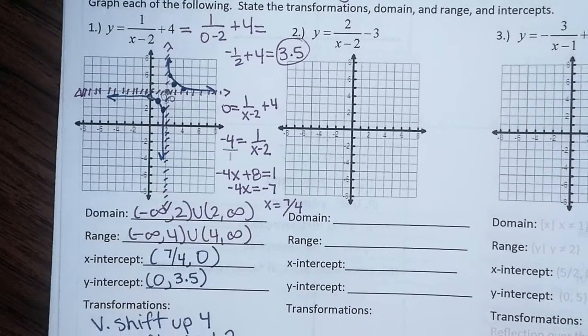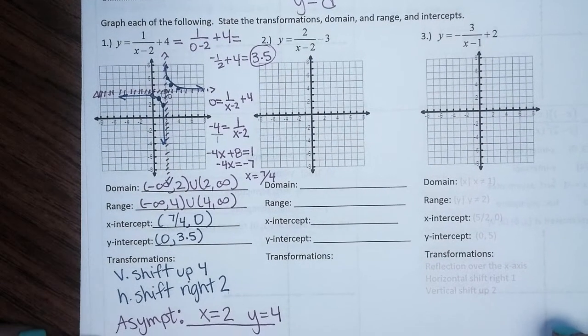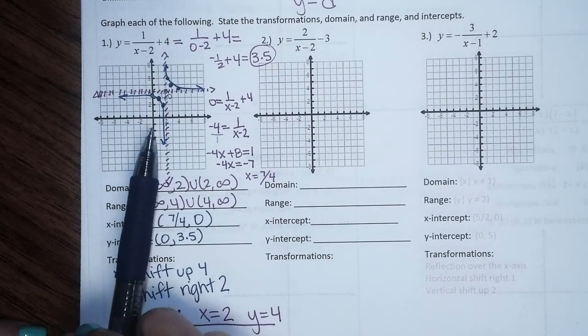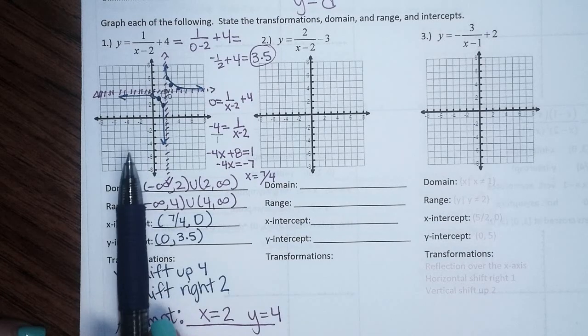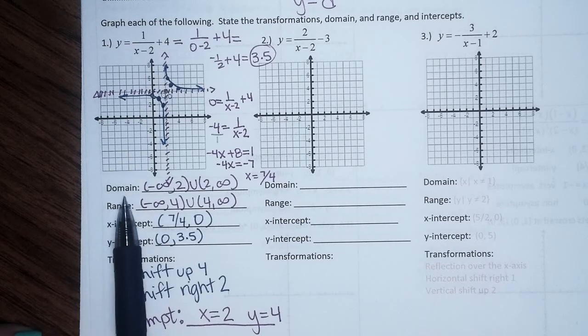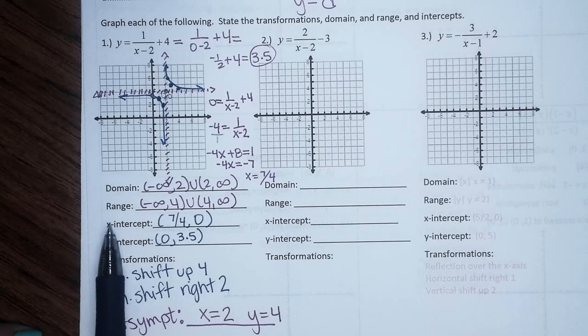So, number 1. That's how you graph the function. Make sure you know how to graph the function, obviously. Make sure you know how to answer domain and range, how to find the asymptotes, how to list the transformations, and then obviously, like I just did, make sure you know how to find the x and the y-intercepts. I'll pause for questions, and then I'll try and show you number 2.